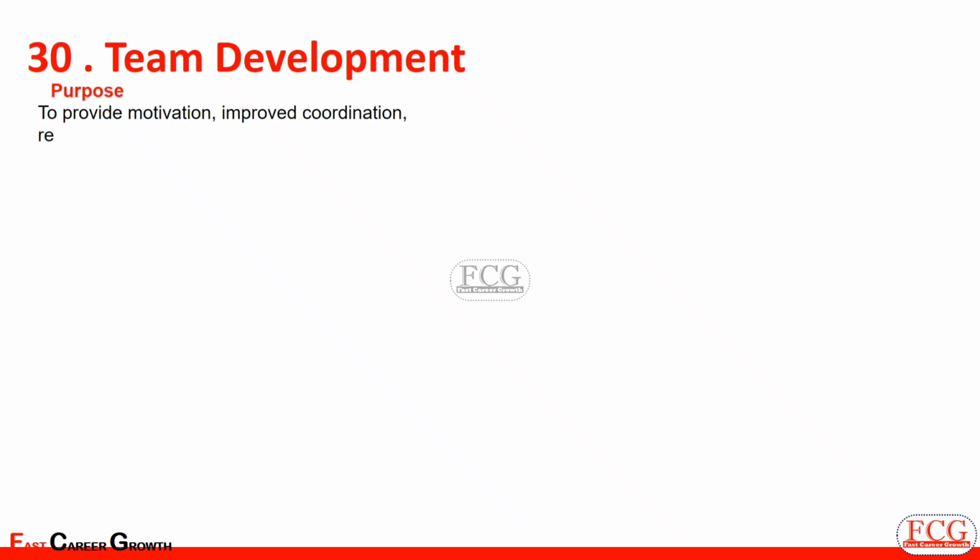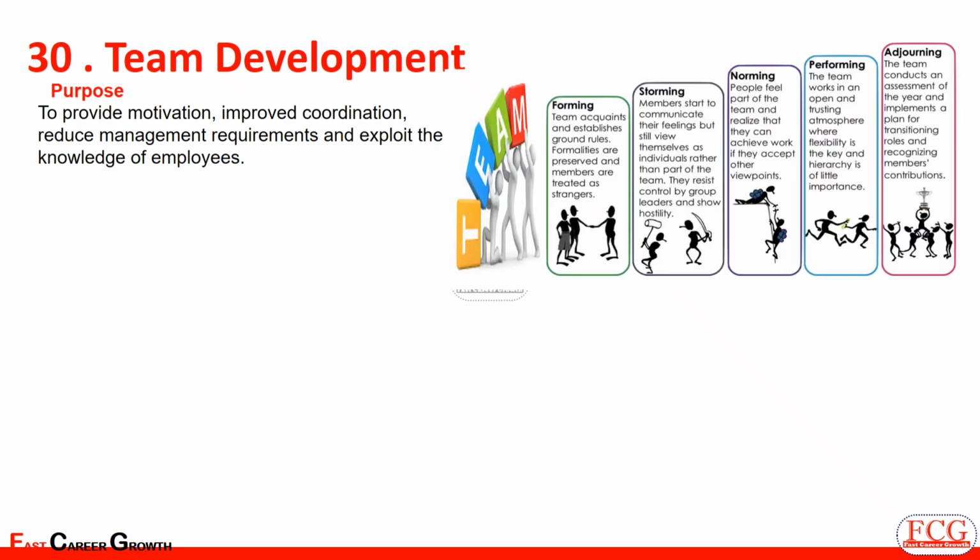30th Lean manufacturing tool is team development. To provide motivation, improve coordination, reduce management requirements and exploit the knowledge of employees. The 5 stages of team development are commonly known as forming, storming, norming, performing, and adjourning.